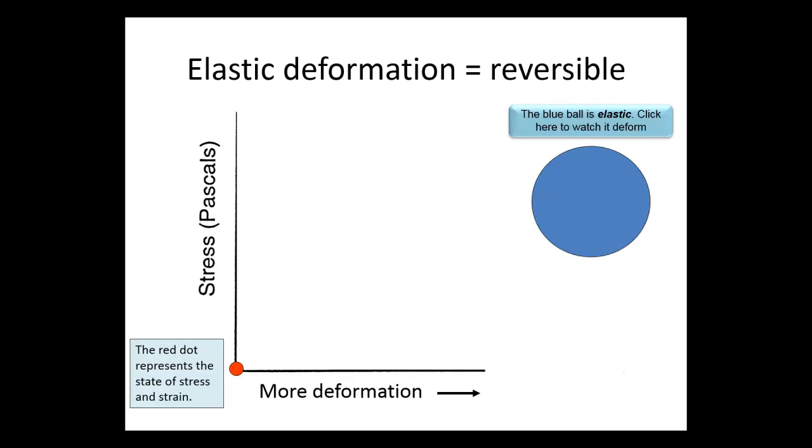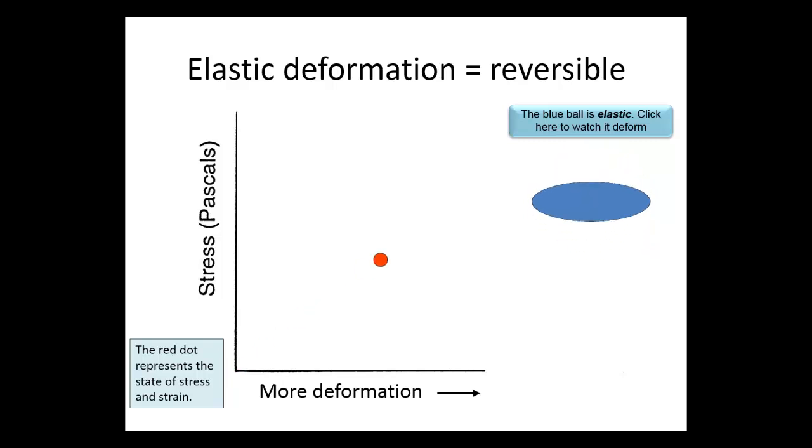The first style of deformation we can demonstrate on this graph is elastic deformation. The blue ball represents an elastic object. When you click on the blue box, the ball will deform, and you can see the state of stress and strain recorded on the graph with the red dot. You can replay the animation as many times as you want.